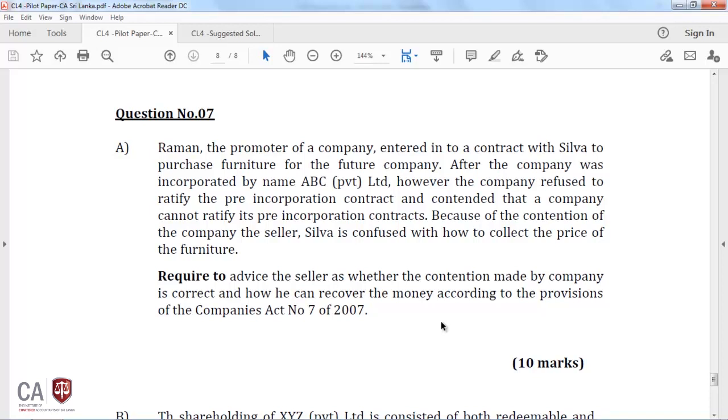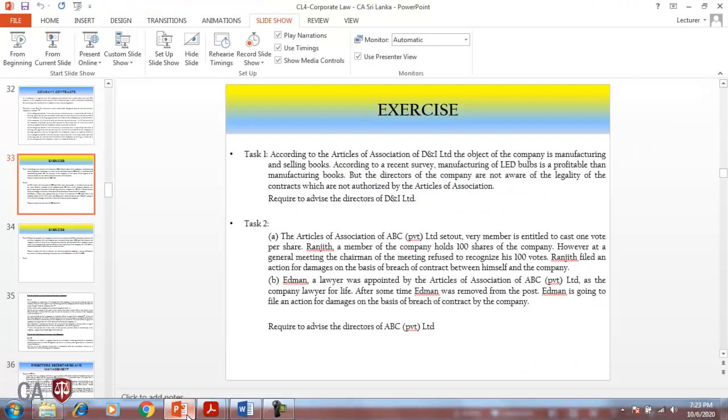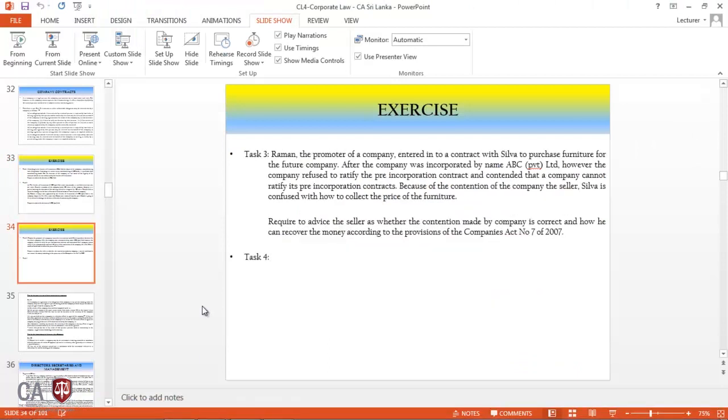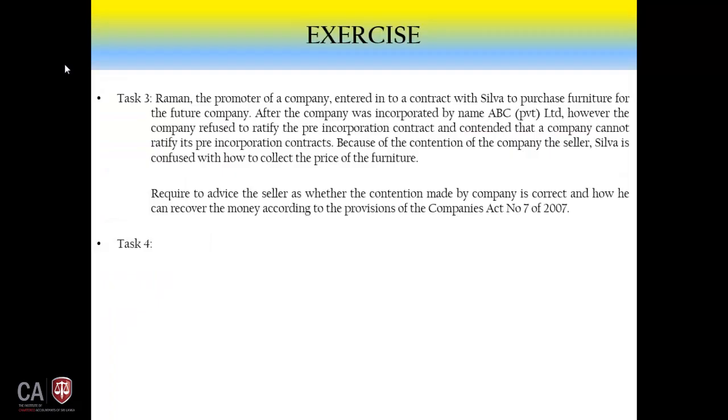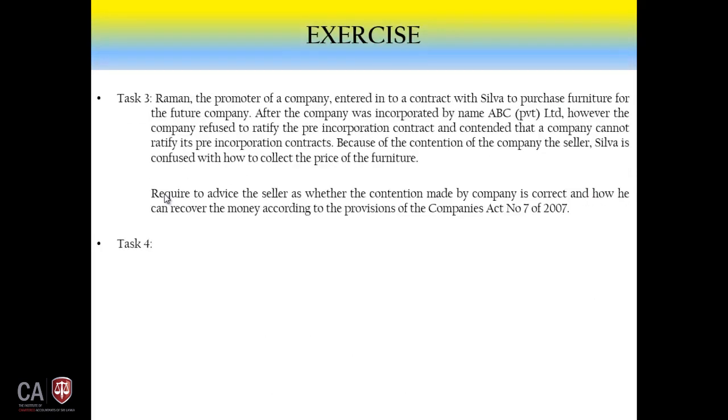Now, I have discussed this area with you under the promoter of the company, and here in task 3, where we have discussed the same question in our lecture, and what it relates to is company contracts and the promoters. So, pre-incorporation contracts that we discussed.